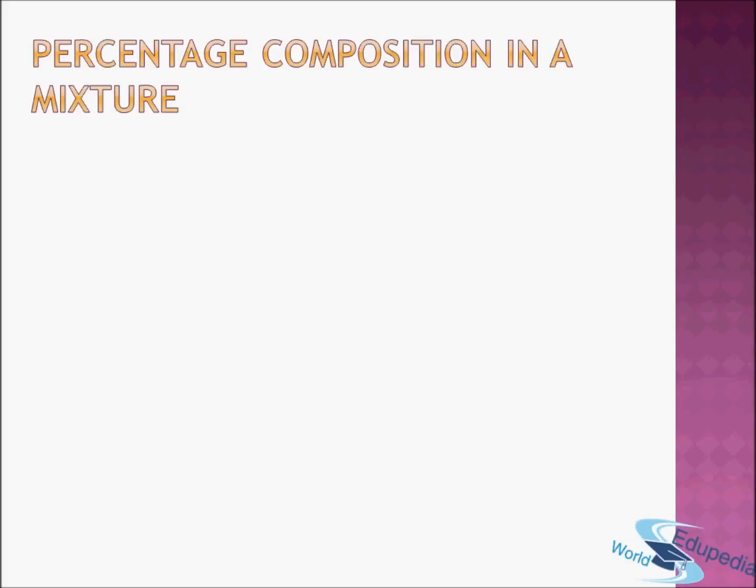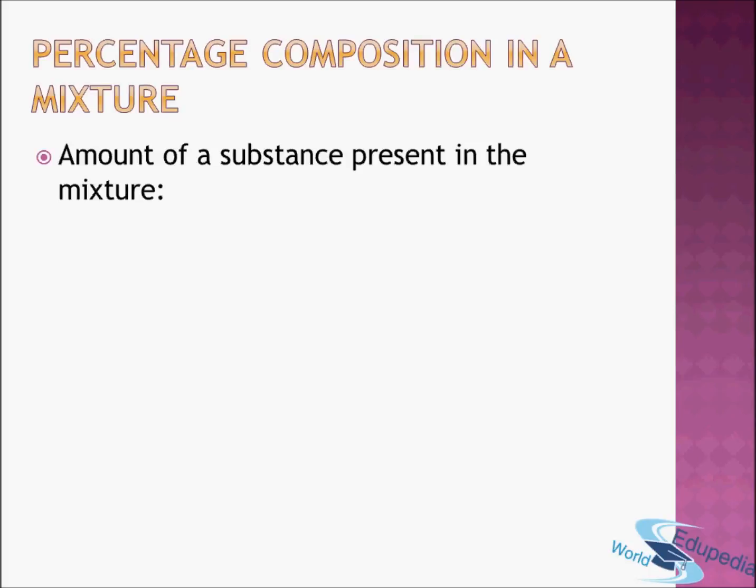So percentage composition in a mixture can be calculated in two different ways. First, we can calculate percentage by mole, and next we can calculate percentage by mass. Let's see one by one what each of this means. So when I talk about percentage by mole, I mean what is the molar composition of that mixture. Percentage by mole means molar composition of the mixture.